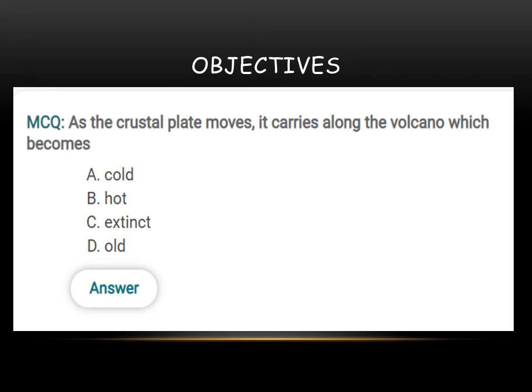The next one is: as the crustal plate moves, it carries along the volcano, which becomes A, cold, B, hot, C, extinct, or D, old. Here they're talking about the hotspot volcanoes, so that is hotspot volcanism. When the plate moves, it carries along the volcano, which becomes, the answer is option C, extinct.